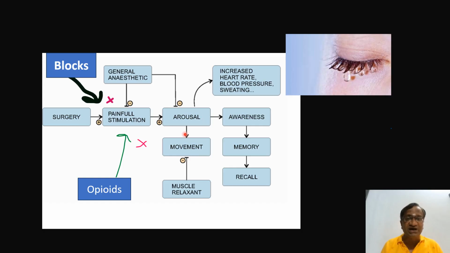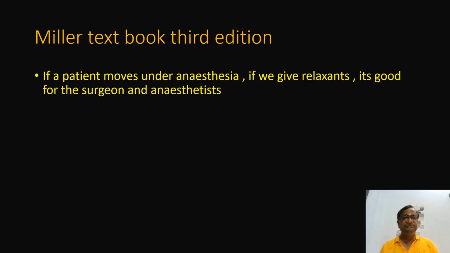If the arousal causes movement, this part is blocked only by muscle relaxation. The arousal causing awareness, memory, and recall has to be blocked either by general anesthetics or opioids. Sometimes you can have adjuncts, NSAIDs, helping the general anesthetics. So that is how it should run.